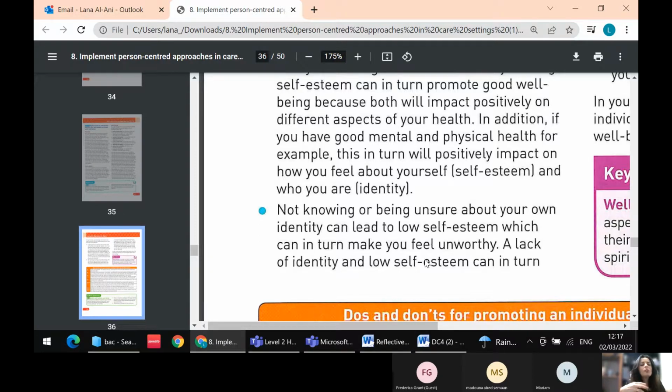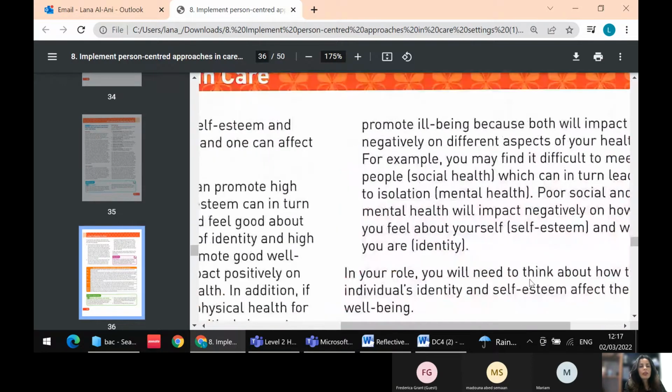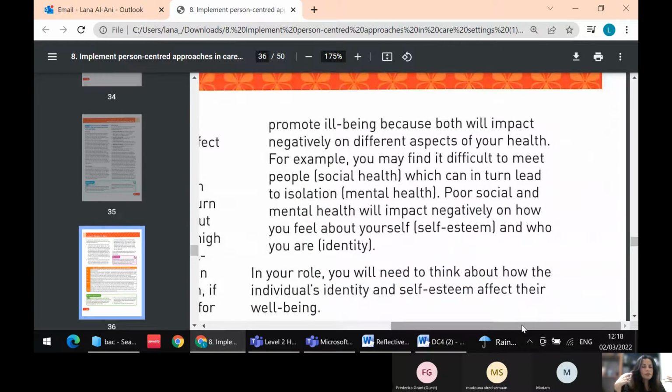and also being unsure about your own identity. If you don't know your own identity, you have low self-esteem, this will make you feel unworthy. Lack of identity, low self-esteem will turn you into an ill person because you keep thinking about it. Your brain wouldn't even have a rest. You're always thinking about it, why you're not doing well.